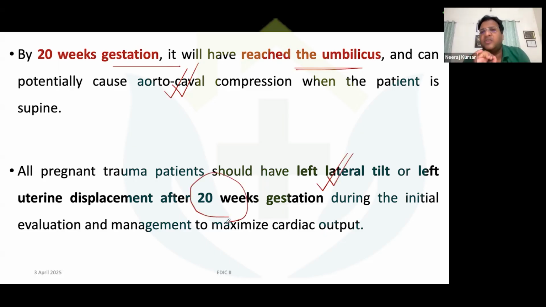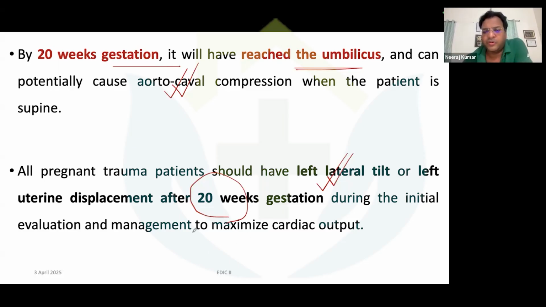So carefully read the options to see whether they have given 20 weeks or 13 weeks. At 13 weeks, if they have opted for left uterine tilt or displacement, and the other part is whether you can keep this patient supine: yes, till 13 weeks we can keep this patient supine because the uterus is not much gravid. You might get confused and mark that left lateral tilt can be applied, but effective left lateral tilt is only if 20 weeks of gestation is there. Why? Because the uterus is no longer within the pelvis. So it has to be 20 weeks of gestation.